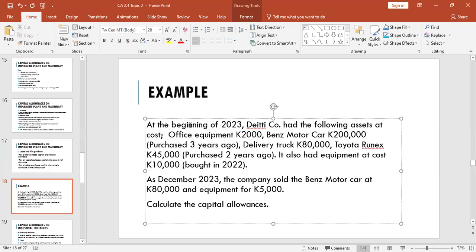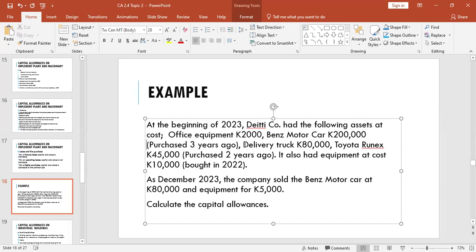So DTCO had the following assets at cost. Office equipment was 2,000. Keep that amount for me. Okay, let me write it somewhere. Yes, 2,000, that's the office equipment. Then Benz motor car, 200,000. It was purchased 3 years ago.